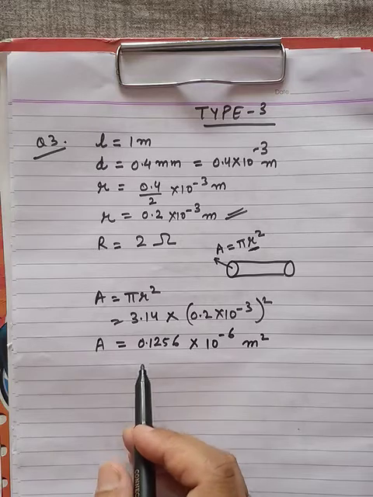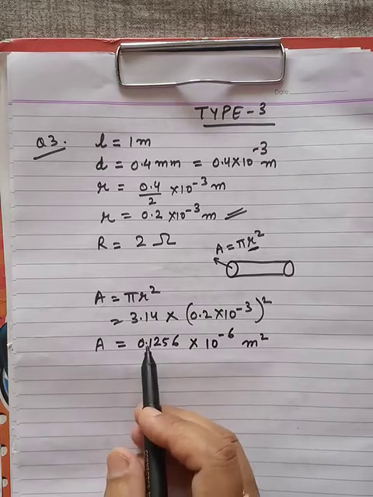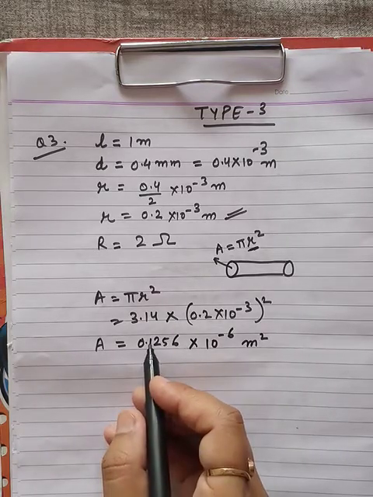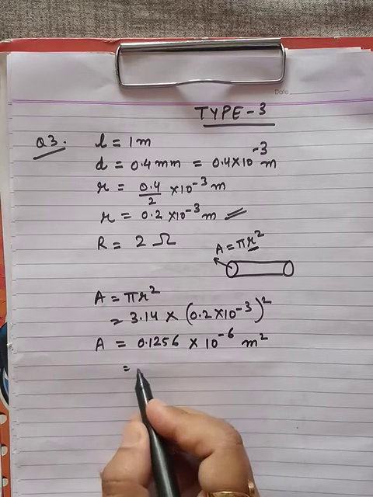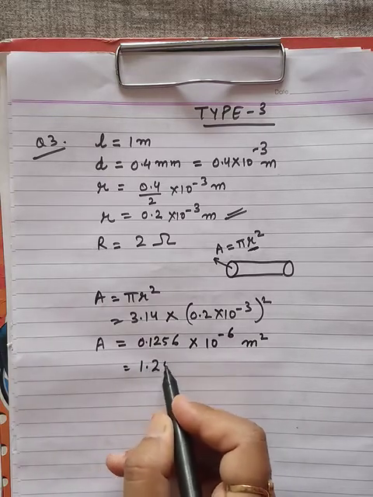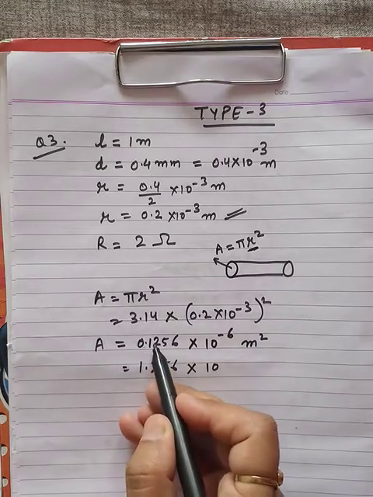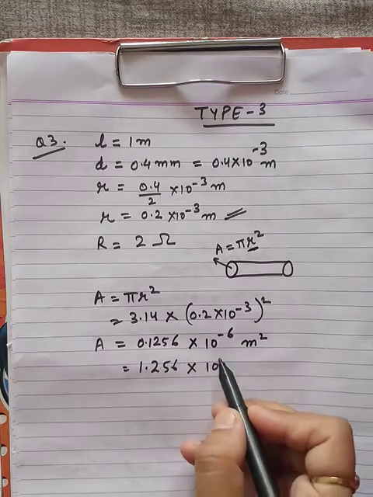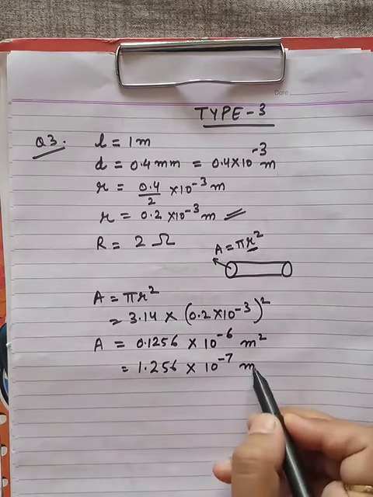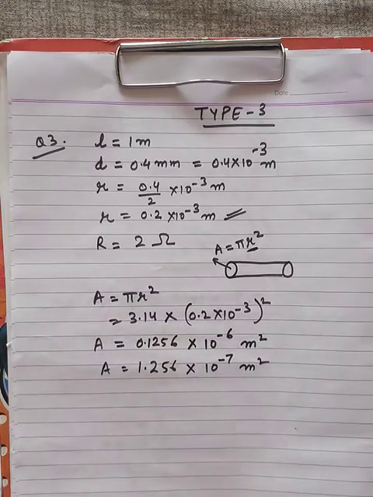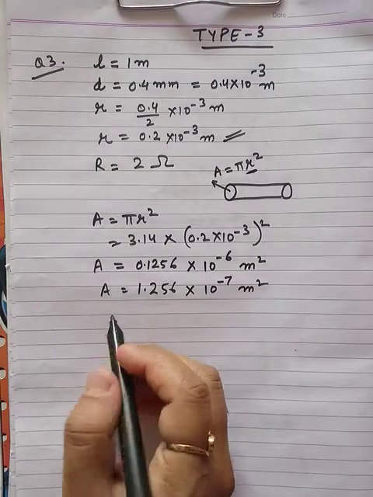I can write it in the standard form also. Standard form is decimal should be after the first digit. So it is 1.256 multiplied by 10 raised to power, because the decimal is moving to the right side, it will be minus 7 meter square. This is the area. Now we have to find out the resistivity.